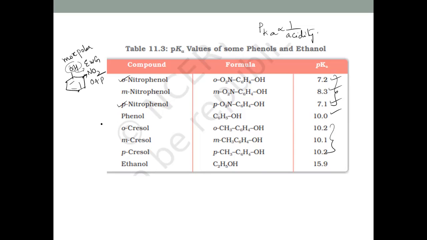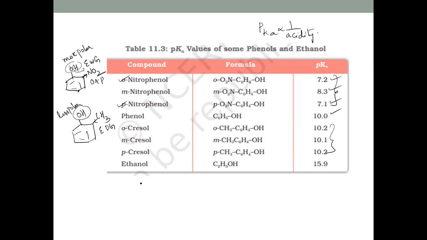Then come cresols. So what are cresols here? This is cresol. CH3 is an electron donating group. So it donates electron density to the ring. So the OH bond becomes less polar. That means less acidic, that means H plus cannot be lost easily. That is why these ortho, meta, para cresols are less acidic than phenols. Right? So nitrophenols are more acidic than phenol. Then come the cresols, and first comes meta, then ortho and para, then ethanol.